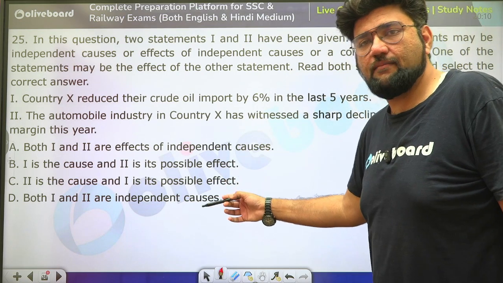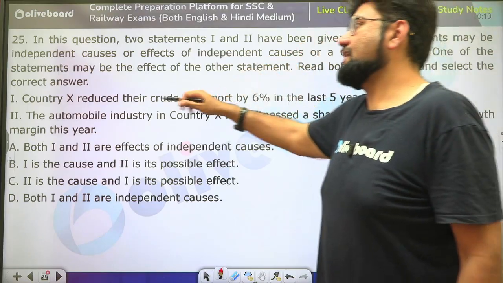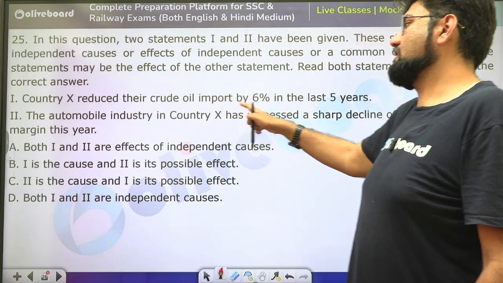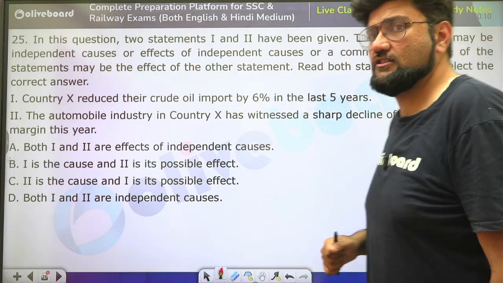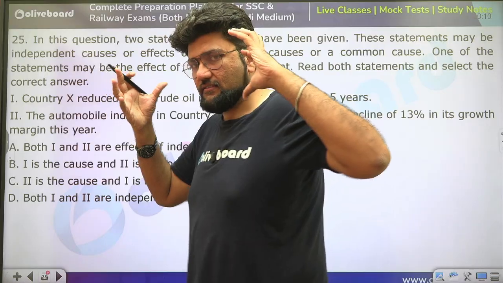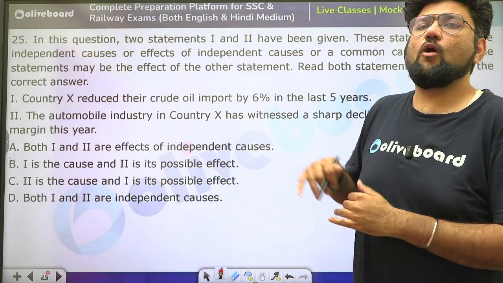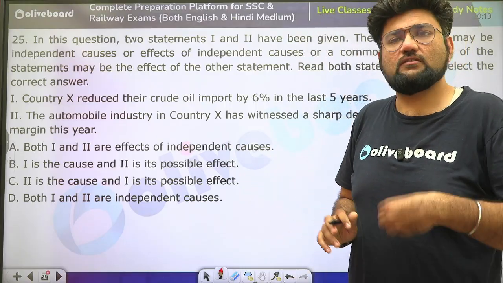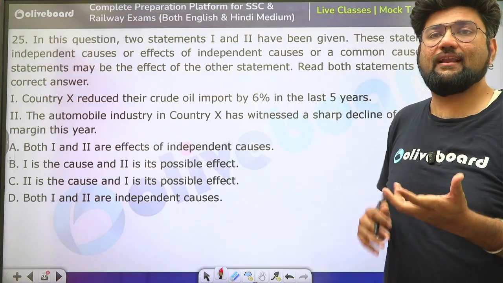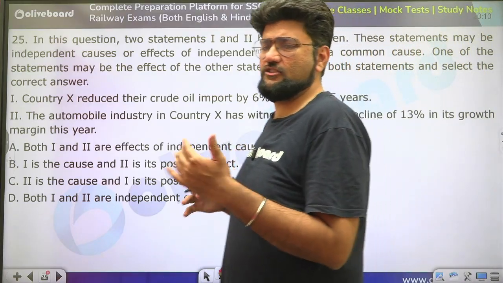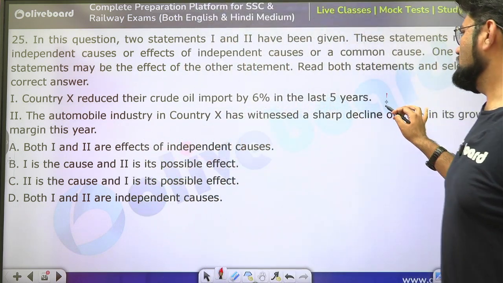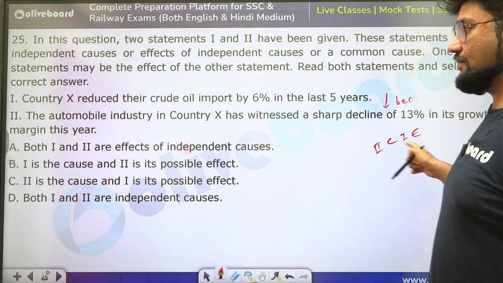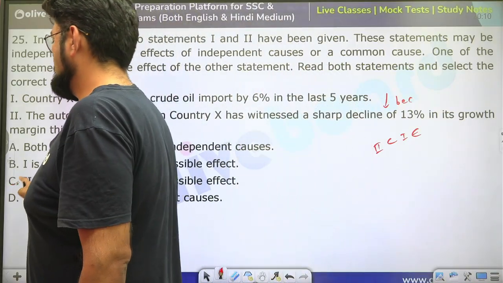When you want to identify them as cause and effect, you put a because in between. So you read it as country X reduced their crude oil import by 6% in the last 5 years because the automobile industry in country X has witnessed a sharp decline of 13% in its growth margin this year. And I don't know why there is some sort of a connection in your head. You think that probably the crude oil imports are decreased because the automobile industry is not performing well, so that as many cars are not being sold and hence they need less fuel. So probably that is a relation. You easily relate it like this, reading it with because. So you make sense that 2 is the cause and 1 is the effect. And you end up marking option C, which is absolutely incorrect.